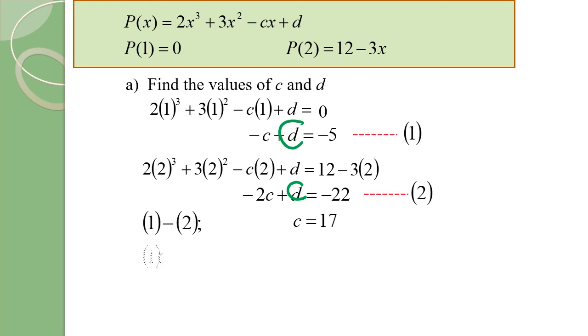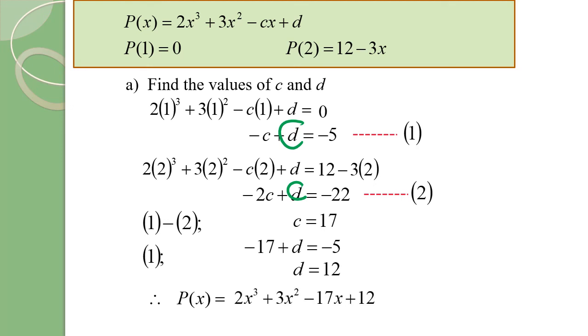Now substitute c equal to 17 into equation 1. We have negative 17 plus d equal to negative 5, so d equal to 12. So we find out the values of c and d. So this is the first part of the question: find the values of c and d.